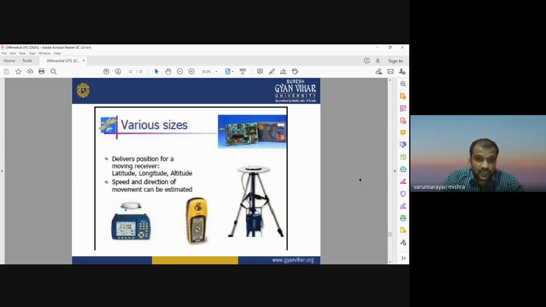GPS receivers are available in various sizes. You can see these are the various types of GPS receivers. They are available in various sizes depending on their accuracy, depending on their functioning, depending on their hardware. But all the GPS receivers provide you the data in terms of latitude, longitude, and altitude or elevation. Speed and direction of the movement can be estimated.